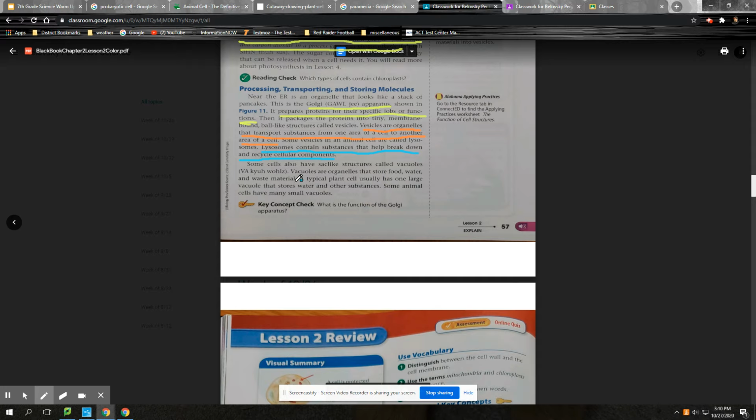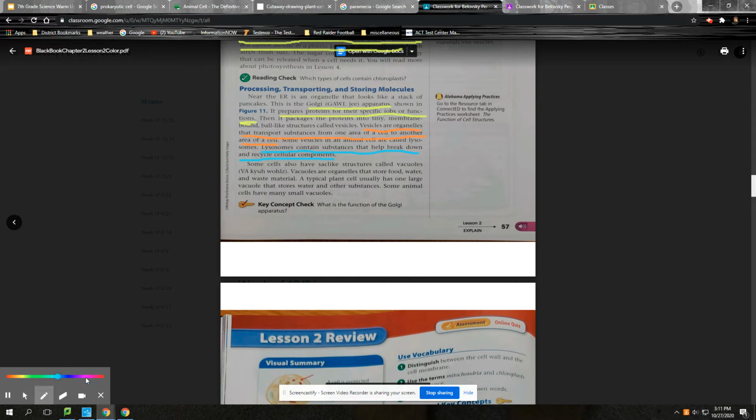And what that means is if there's something in the cell that's not doing its job, if an organelle is older and it's not able to perform its functions the way that it's supposed to, then the lysosome will digest and get rid of this organelle and make room for a new organelle to be able to come in and take its place. So lysosomes are real important. They are very, very important for a cell to make room and to clear things out that aren't working properly anymore.